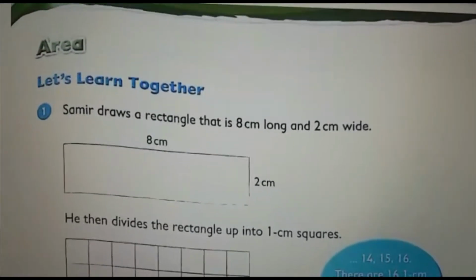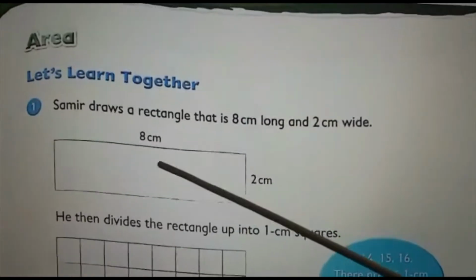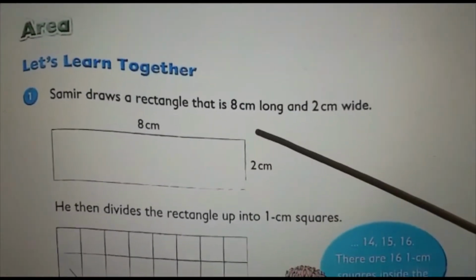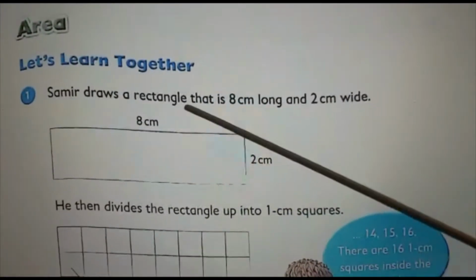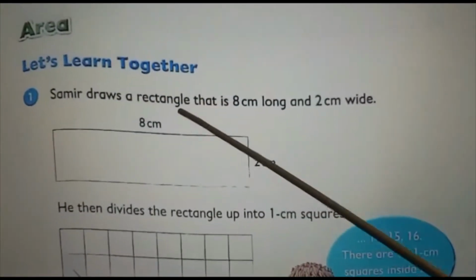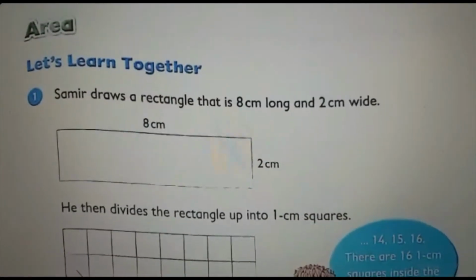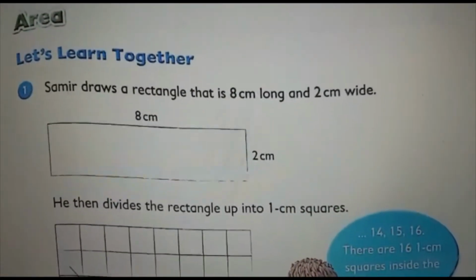So, student book page 225, that is area. See, Sami draws a rectangle that is 8 cm long and 2 cm wide. 8 cm and 2 cm. So you know what is the area of a rectangle? It is length multiply width. So it is 8 multiply 2. Is it 16 cm square?